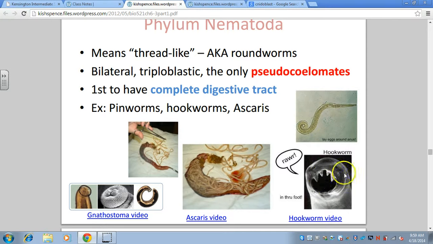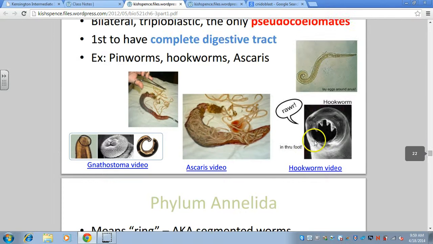Hookworm, this is the mouth of the hookworm. They actually burrow in through a person's foot. So if you're not wearing proper footwear in a country where they might have hookworms, they could burrow in through your foot or an animal's foot and then infect you. It's very painful because they crawl through your muscles, and then you cough them up into your mouth and swallow them back down again and reinfect yourself.